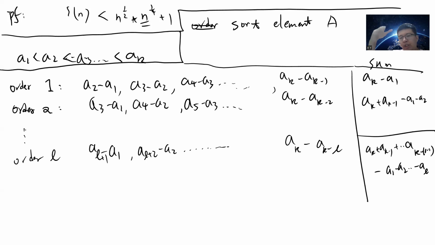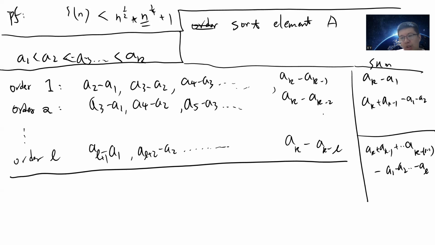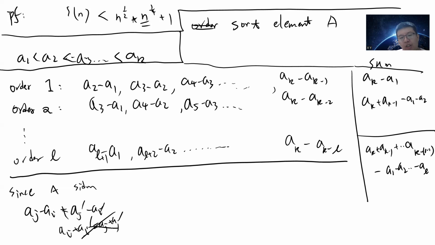Okay, so I can do this labeling. Now, since A is Sidon, I know that all these differences are distinct. So AJ minus AI is always different from AJ' minus AI'. This is trivial, right? Otherwise, if there's an equal sign, then AI plus AJ' will equal AJ plus AI', but this violates the Sidon set condition. Since they're all different, I can guarantee that all of these are different.